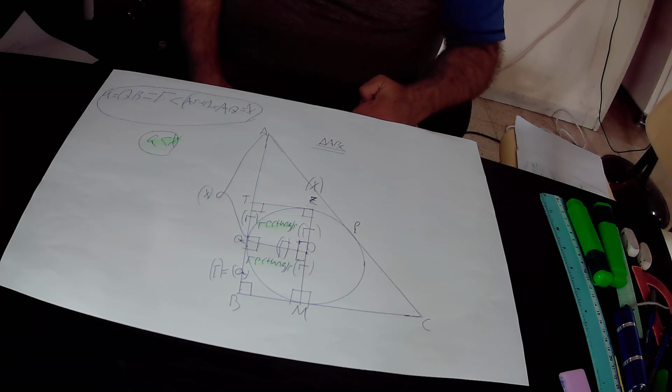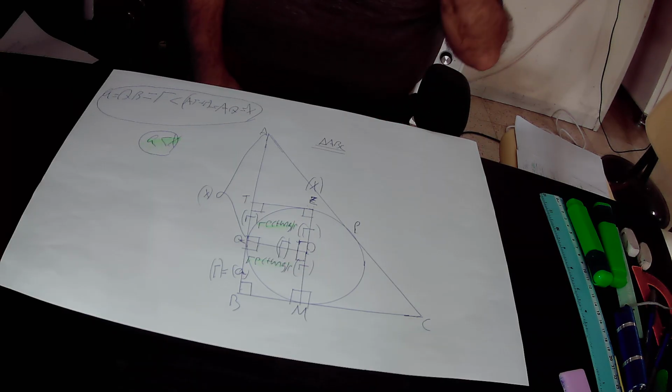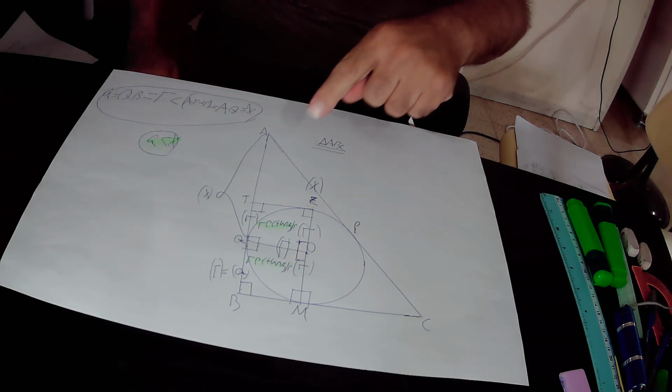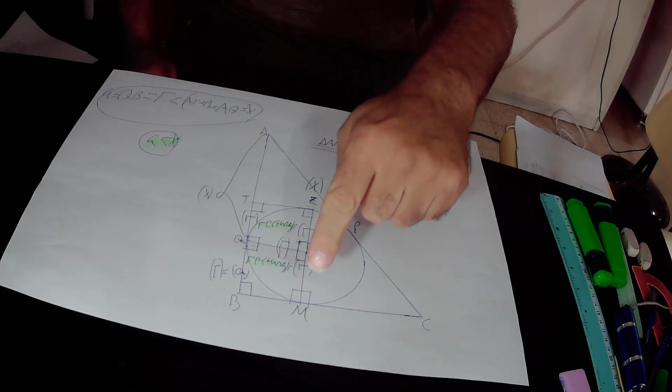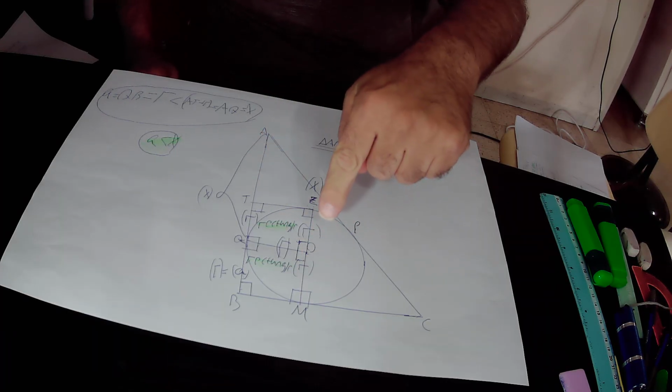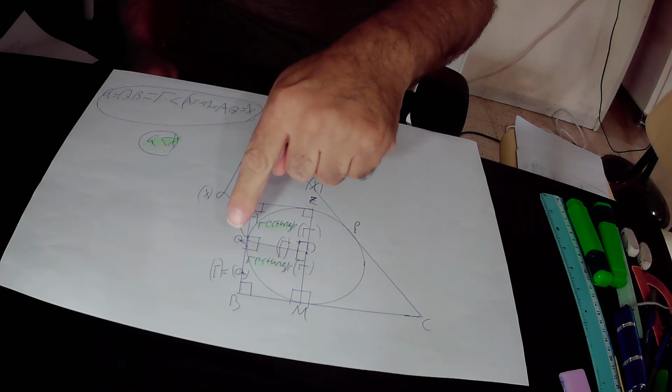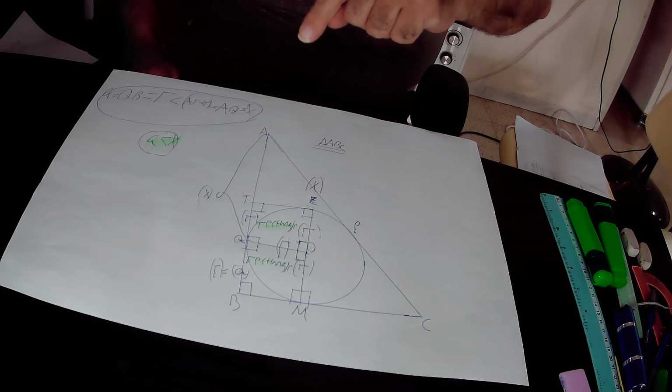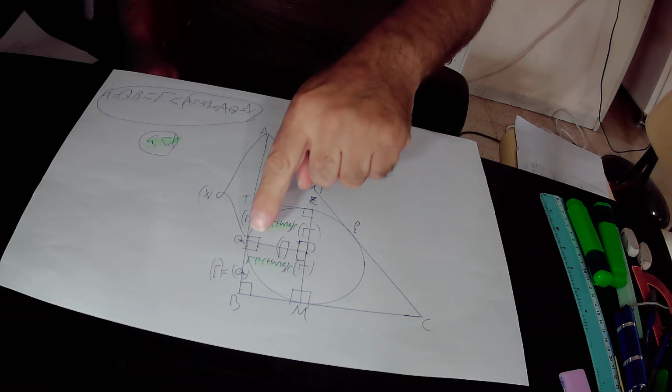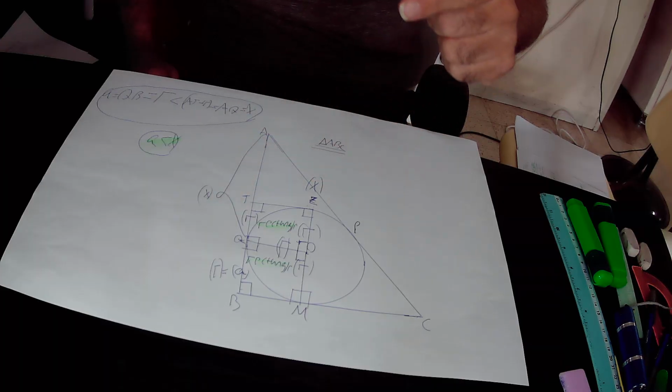But we also know that the opposite sides of a rectangle are equal to each other. So in rectangle QOMB, side OM must be equal to the opposite side QB. But OM is R, therefore the opposite side QB must also be equal to R units. So in total QB equals A and QB also equals R.